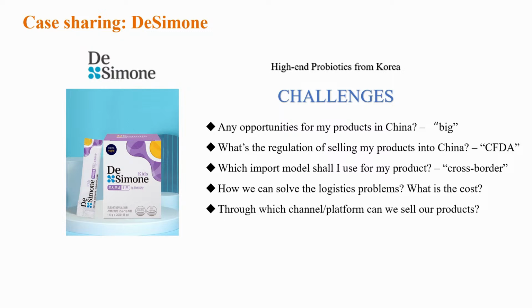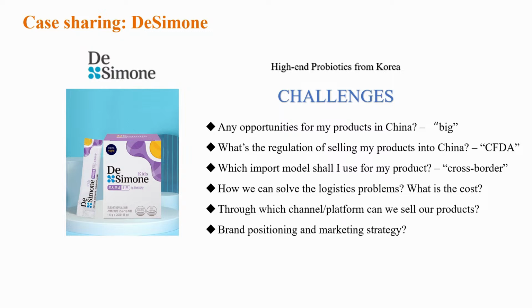Through which channel platform can we sell our products? As I said, those channels are limited. So actually, we suggest they start from Tmall Global, which is the largest cross-border import platform in China. And also, after that, they can also take some distribution actions, but I can mention that later.